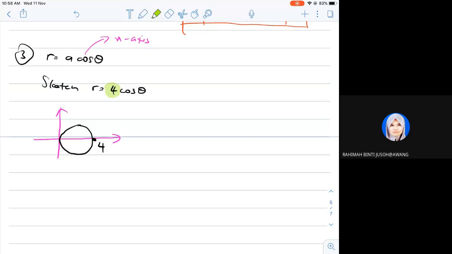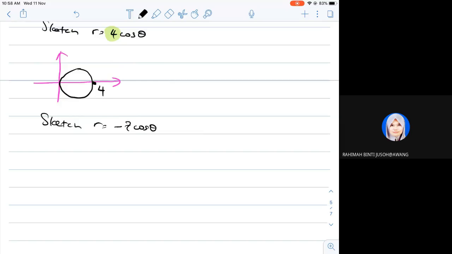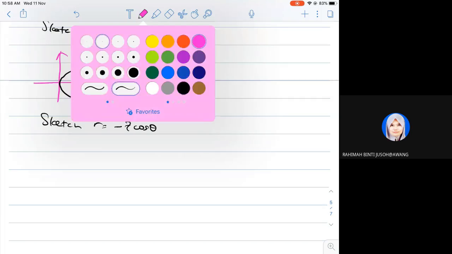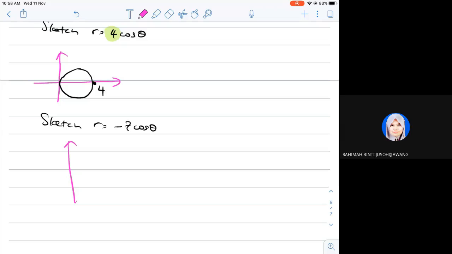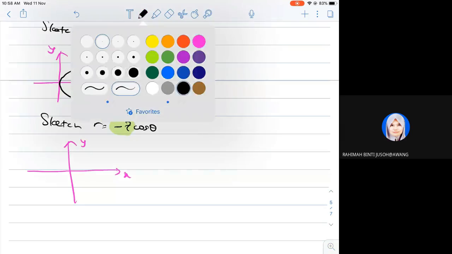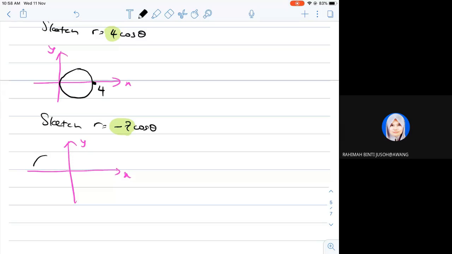It follows this value. Okay, if we have to sketch r equals negative 7 cos theta, negative 7 means on the negative side. It is still on the x-axis. Earlier I forgot to label x and y above. But now, since the radius is negative, it should be located in the negative part of x. So the circle should be located here. And the value here should be negative 7.